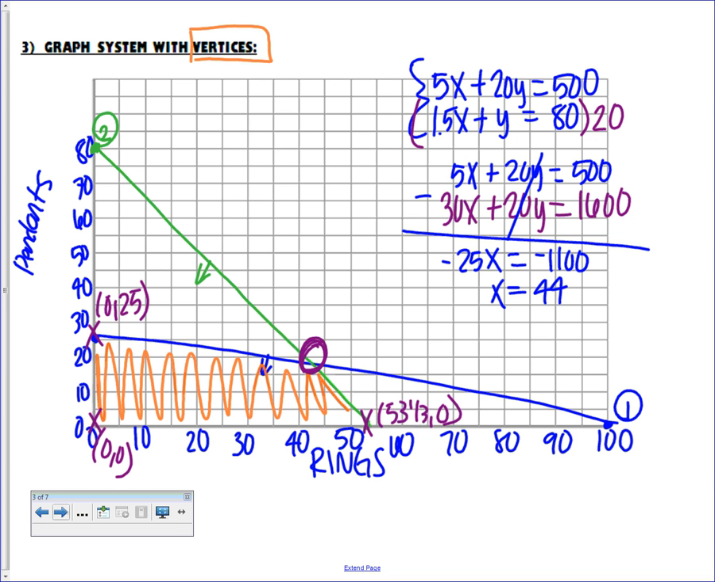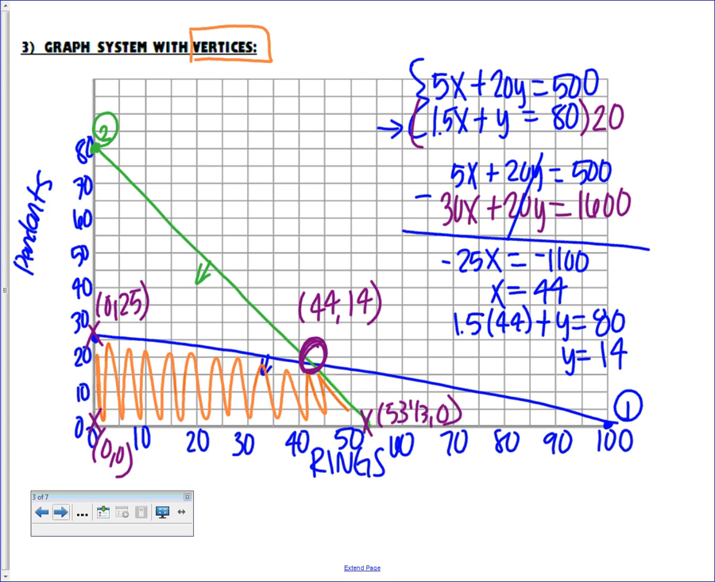Okay, so now that I have my x, I'm going to need my y, and I'll plug it into this second equation right here. So I've got 1.5 times 44 plus y equals 80. So I'm going to get y to equal 14. So I now know that this ordered pair right here is 44, 14.